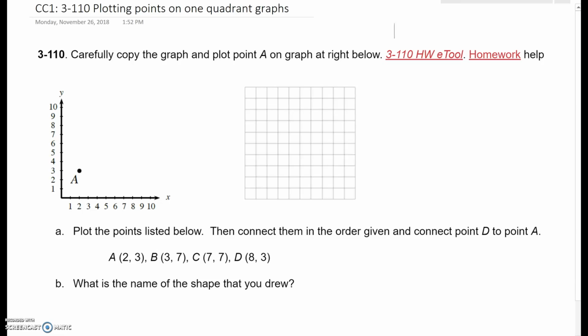Here's the problem. It's number 3-110 from Course 1 from CPM. And it's a problem about plotting points on a one quadrant grid. So carefully copy the graph and plot the point A on the graph below at the right. So it wants you to do that, copy the graph, plot it here, and then it wants you to plot these points below. So let's go ahead and do that.